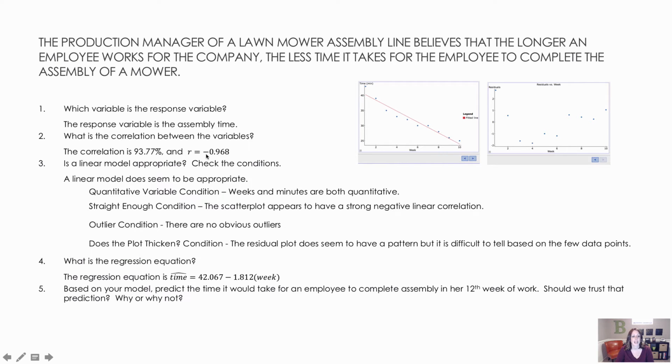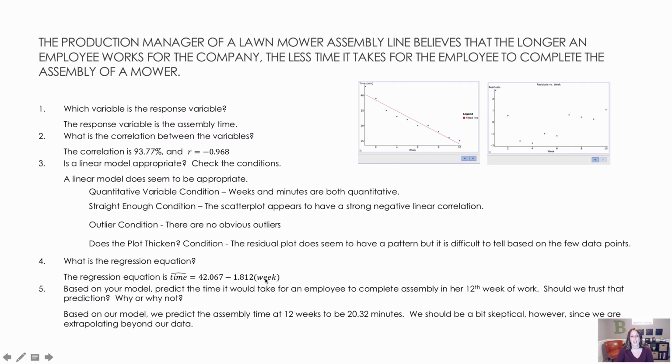What is the regression equation? Again, I'm allowing Statcrunch to do that for me. It is time hat equals 42.067 minus 1.812 multiplied by weeks. And then of course we're going to use that model to predict. So to predict someone in their 12th week, we would just put 12 into this equation, and I found 20.32 minutes. But the question says, should we trust that prediction?